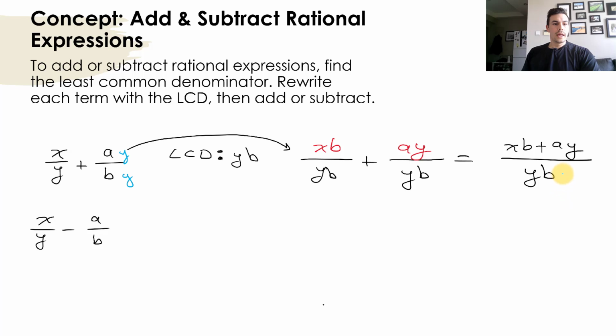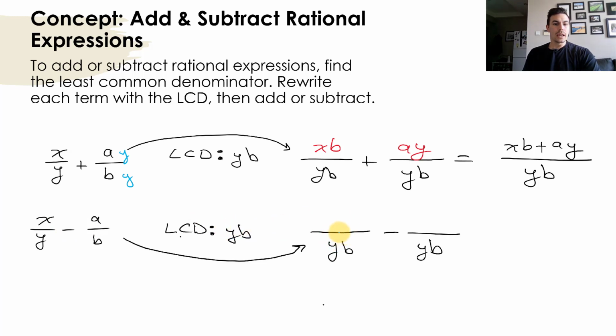Okay? And same thing when we are subtracting rational expressions. Again, my least common denominator, if I'm subtracting these two terms, would be yb. So now I need to think again, how can I express the first term with yb as the denominator? Well, I'm missing a b, so I would multiply by b over b.